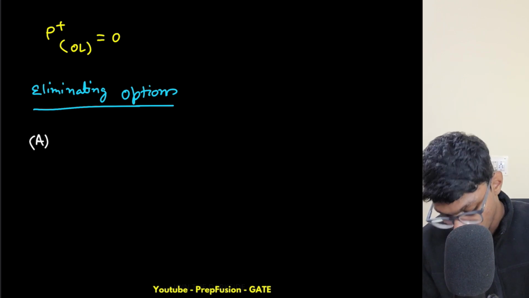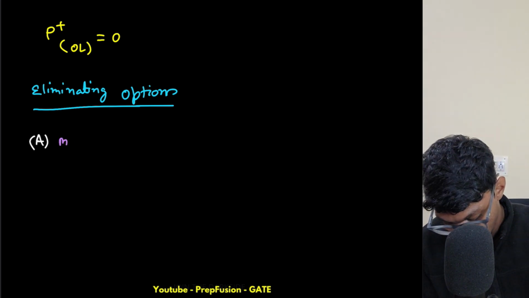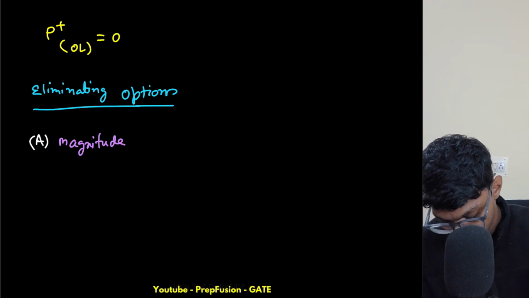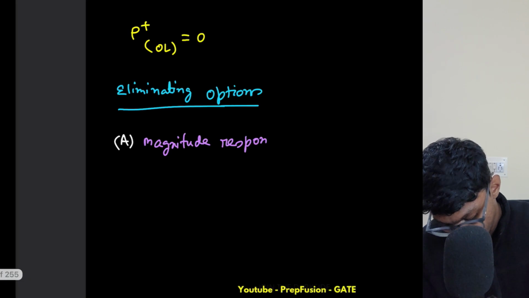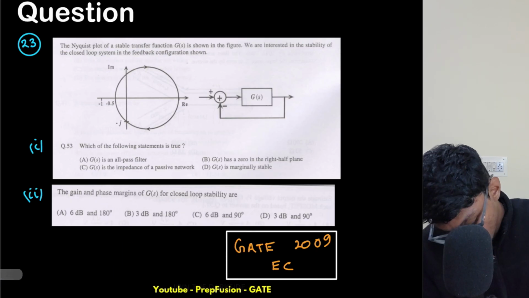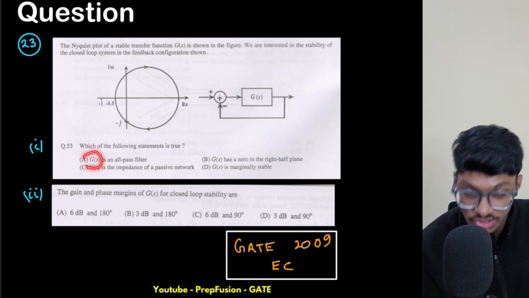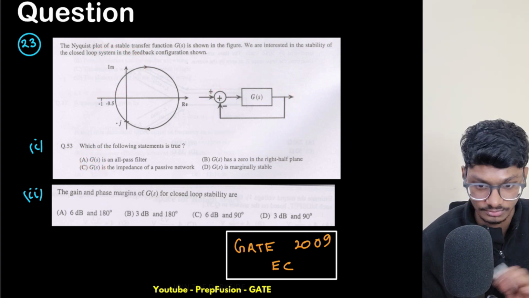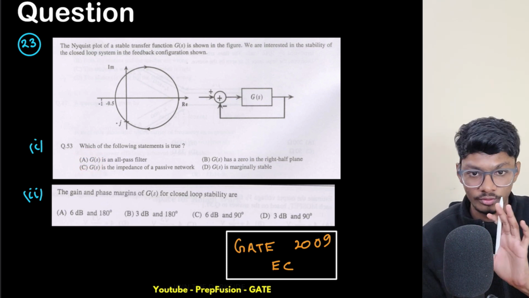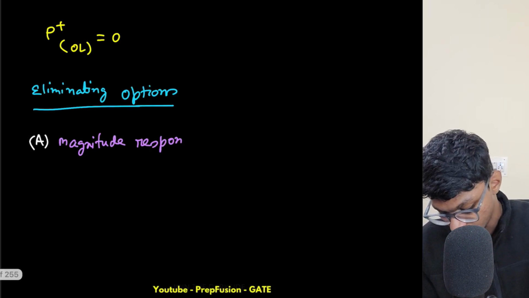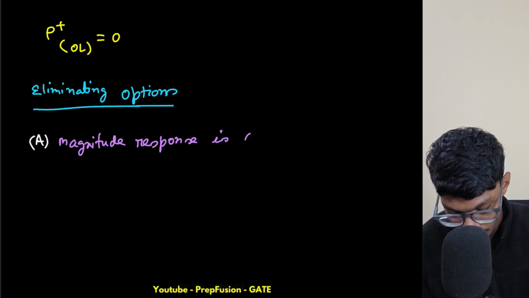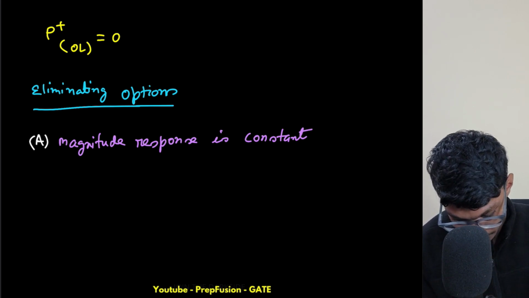So for option A, we know magnitude response. Here, do keep that in mind, the G of s is talking about the G of s. It is commenting about the G of s and not about the closed loop system. This is only talking about the open loop system. So we will comment about the open loop system, right? So magnitude response is constant, okay, for an all pass filter.